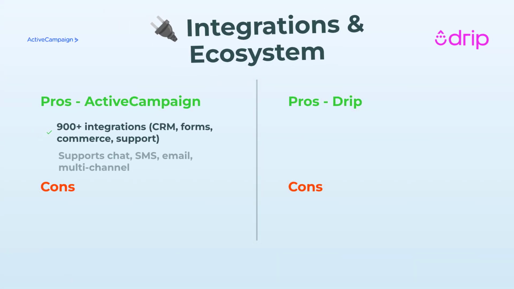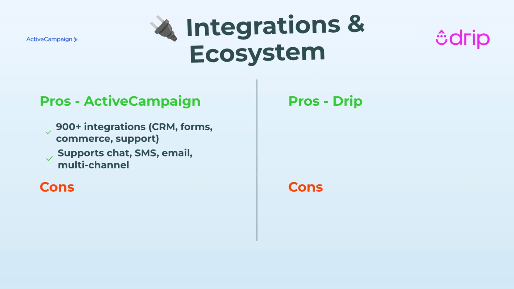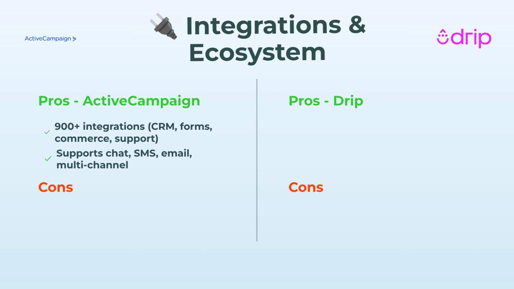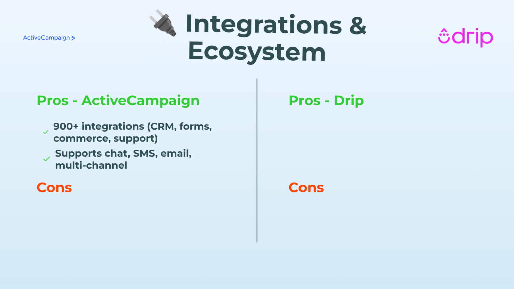Integrations and ecosystem, gotta cover it. ActiveCampaign, I mean, you get like 900 integrations. That's everything, CRM, forms, commerce, support. And don't forget SMS, chat, email, you name it. It just plays nice with, well, almost everyone.